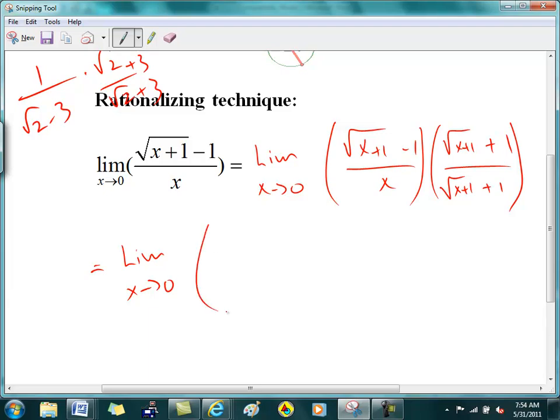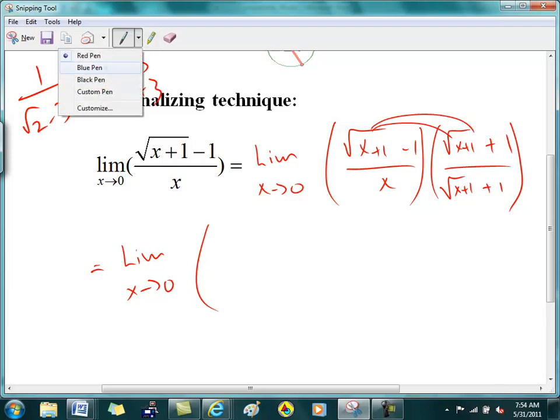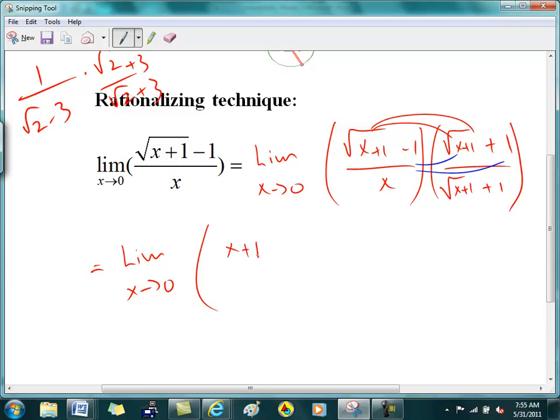What do you get upstairs? So remember, you're going to be foiling. So it's this, this, and this, that. So the first red, the square root times the square root will give you x plus 1. Does everybody buy that? And then the second one's going to give you plus square root of x plus 1. And then a minus square root of x plus 1. And a minus 1. Does everybody see this foiling? Okay? So you can see that things are going to cancel. So this is going to cancel with that. So no more square root signs upstairs.